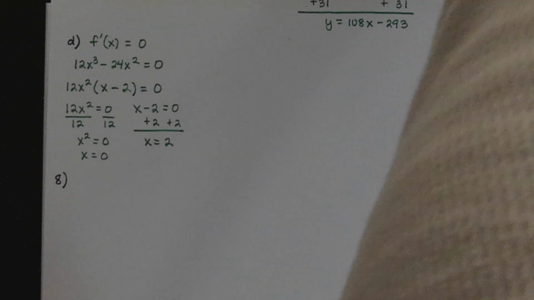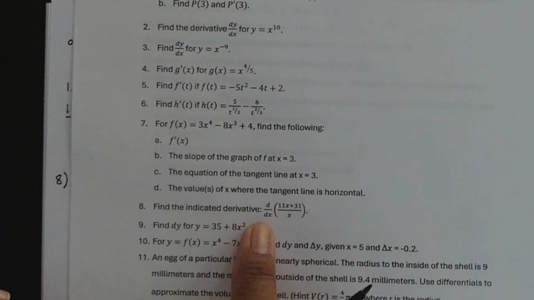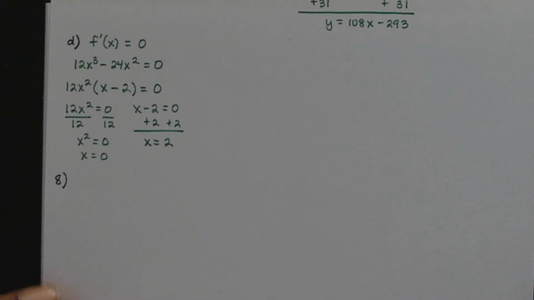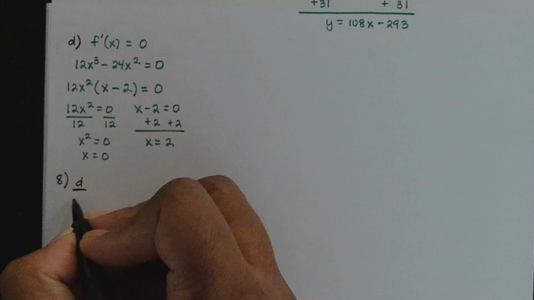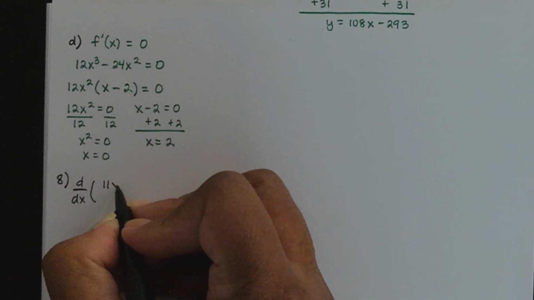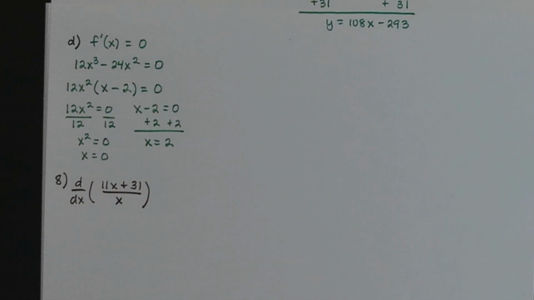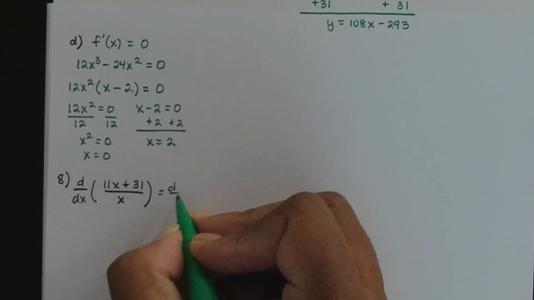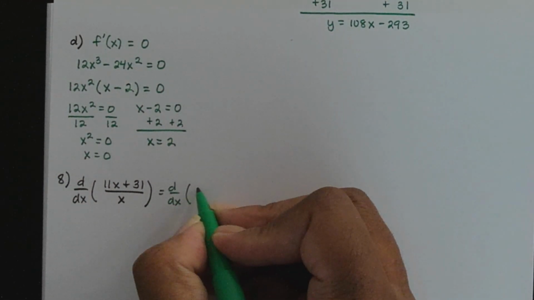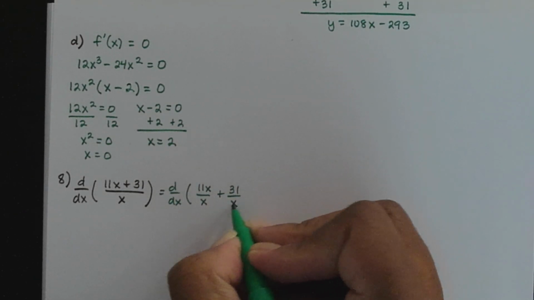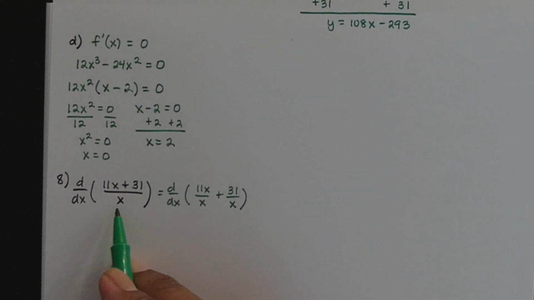All right, problem number 8 reads this. Just find the indicated derivative with respect to x of 11x plus 31 divided by x. What I'm going to do here is just simplify what's inside the parentheses. I'm going to write this as 11x divided by x, and then 31 will be divided by x, because here I only got a single term in the denominator, so this term will be divided by x, and that term will be divided by x.